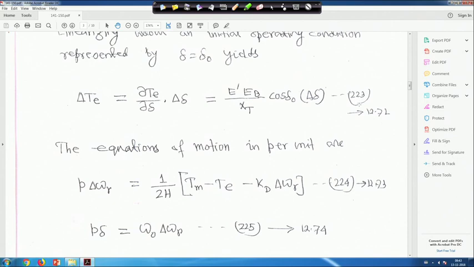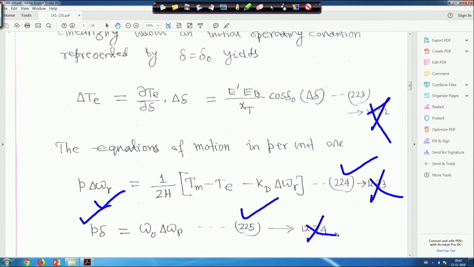The equation of motion we have seen earlier in per unit. So, this we have seen earlier: p delta omega_r is equal to 1 upon 2H in bracket T_m minus T minus K_D into delta omega_r, this is equation 224. This one also we have seen: p delta is equal to omega_0 into delta omega_r, this is equation 225.